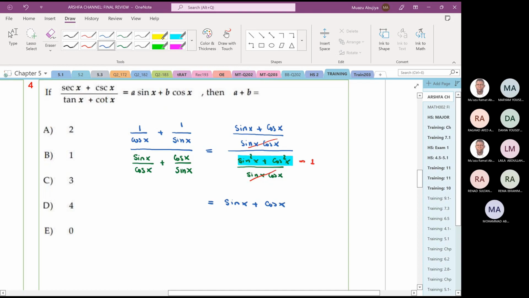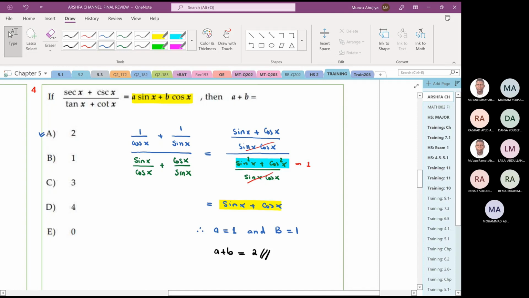Now, if we compare our result with the question itself, you will agree with me. We can say, therefore, our a should be equal to 1, and also our b should be equal to 1. Now, the question is asking for a plus b. So, therefore, a plus b shall be equal to 2, which is our answer.